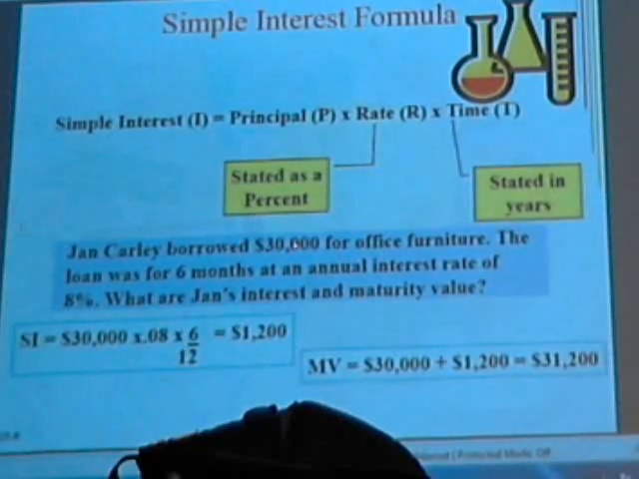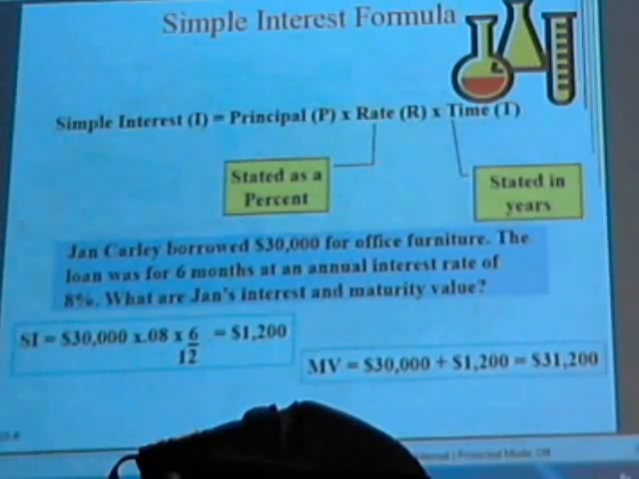Borrow. 30,000. When you see the word borrow, what does that mean? Principal. Borrow equals principal. The loan was for 6 months. Now, anytime you see any time words in there, months, years, whatever it is, that is time. Do you recognize the formula? I equals P-R-T. Now, why is it in a fraction? Why is it 6 over 12? Because it's 6 months out of a year.